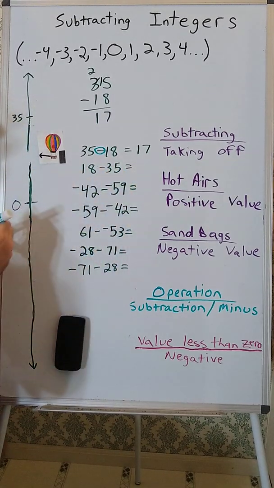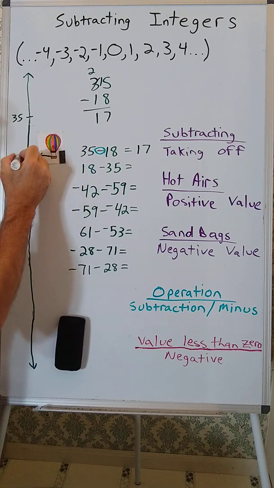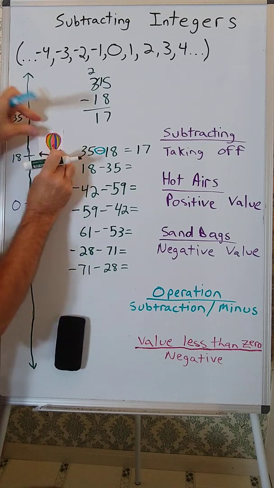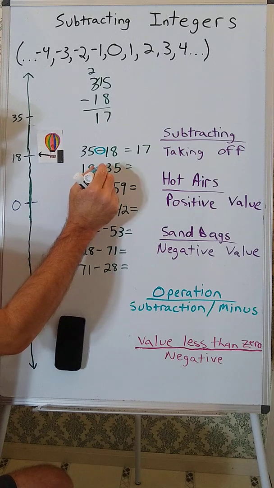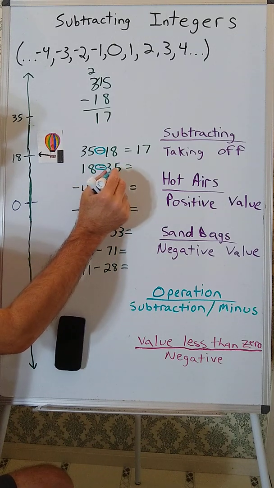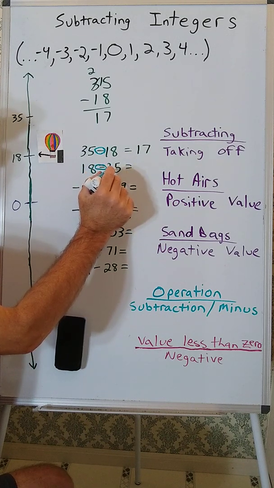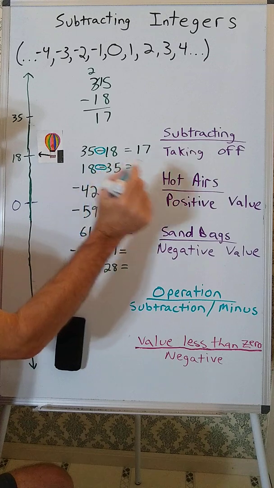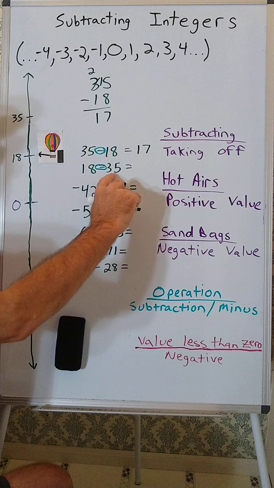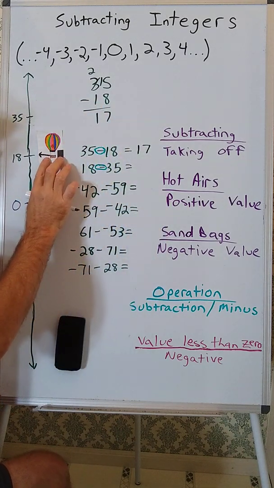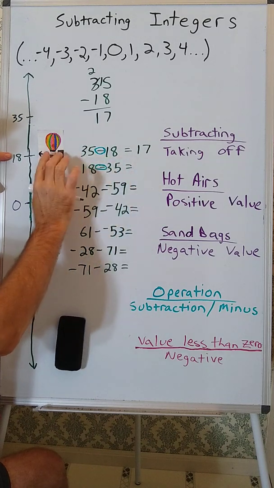Okay, next one. 18 minus 35. So the balloon's going to start at 18. Okay, and what's happening? It's minus 35. So we are taking off, and the number after the subtraction sign is 35. So we're taking off a positive value, hot airs. What happens when you take off hot airs? Well, the balloon goes down. So from 18, the balloon is going to descend 35, because we're taking away 35 hot airs.